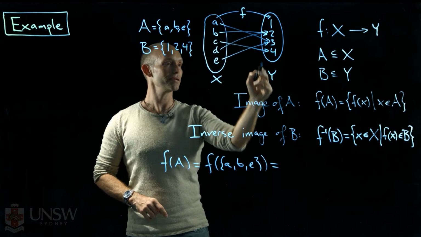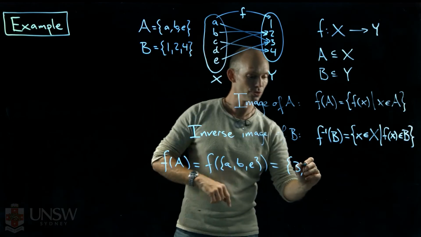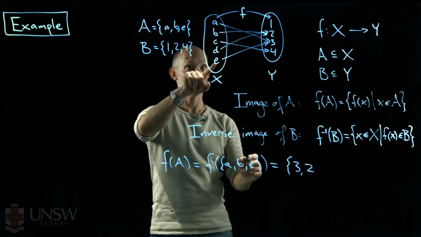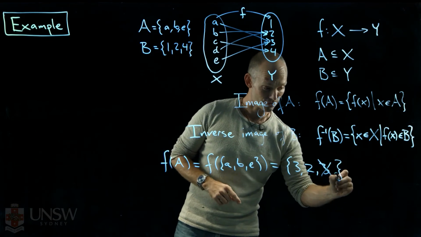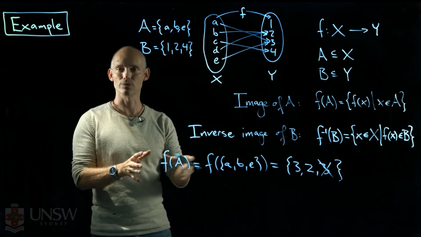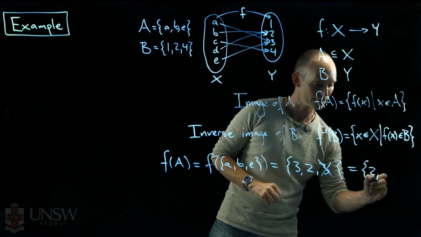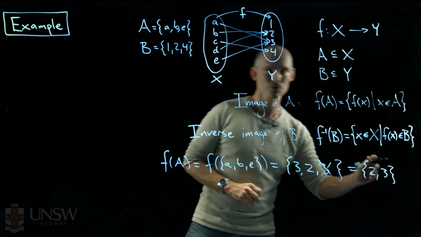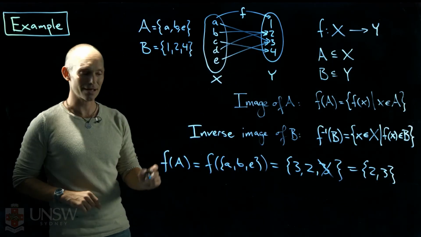a goes to 3, so we have a 3 there, and b goes to 2, and e goes to 3 as well, and we're talking about a set here, so we have to get rid of multiples, and we're just left with the set containing, if we write it up nicely, 2 and 3. So that's the image of that particular set A.